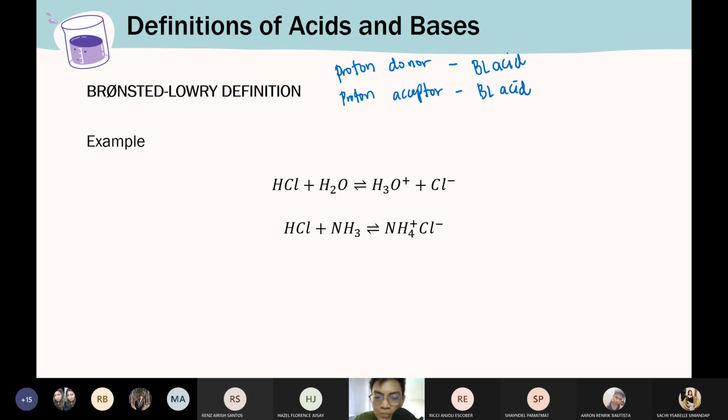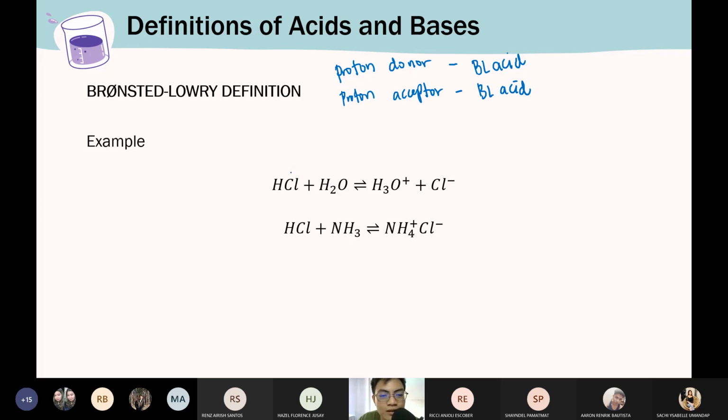Kapag siya yung nag-donate ng proton, siya yung acid. Kapag siya yung tumanggap ng proton, siya yung base. Okay? So, very significant to, no? Okay. So, look, yung HCl, we know that it is acid, right? Kasi it produces H+. And it is evident naman.